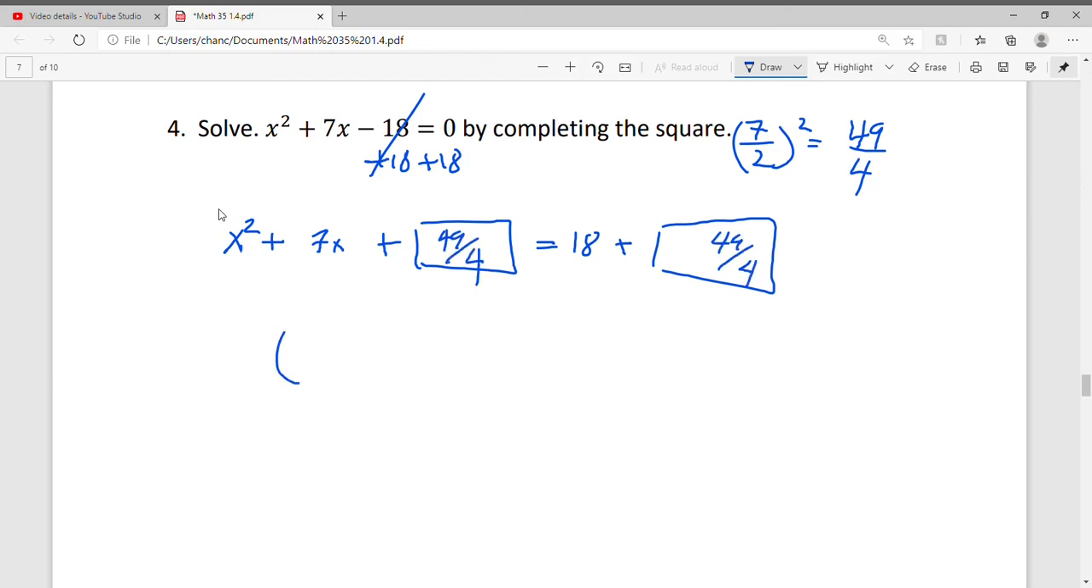Now, don't think about it. Just factor the left side. It's just x plus whatever this b is, which is 7. Cut that in half. And then put a squared out there. That's all you have to do. You don't have to think about factoring it. This is just a shortcut. So divide that by 2, bring it down here. This, let's write this as 18 over 1 plus 49 over 4.